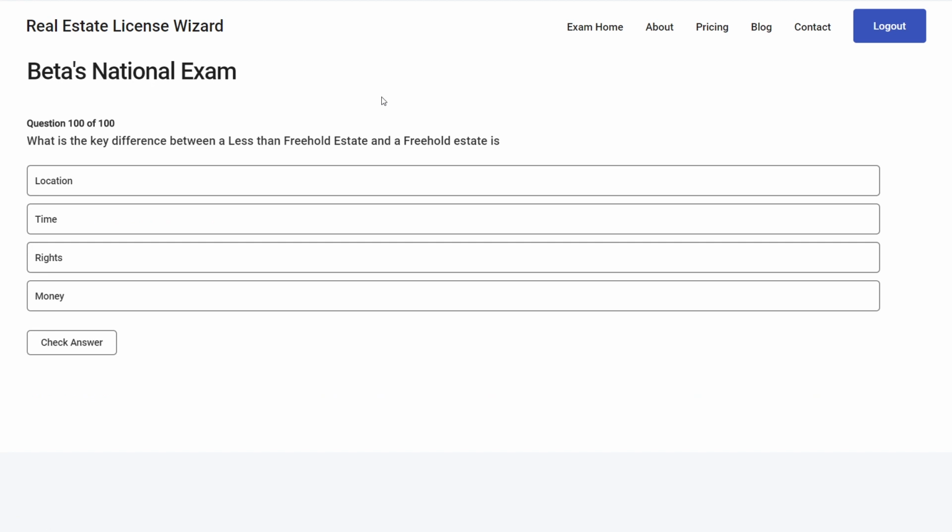What is the key difference between a less than freehold estate and a freehold estate? All right, is it location, time, rights, or money? So going to give you guys an opportunity to pause here, think it over, all that good stuff.